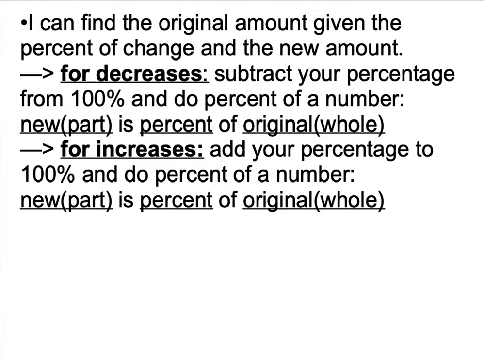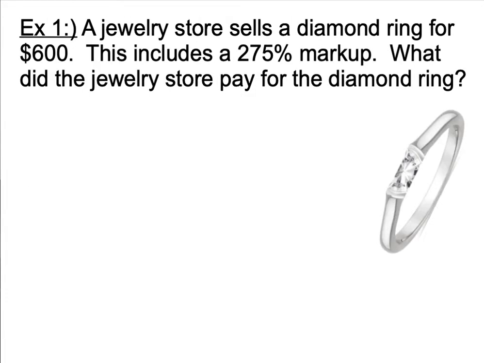Now, if you need to calculate the original amount, given the percent of change in the new amount, for a decrease, you need to subtract your percentage from 100 and do the percent of the number. You know, the new is the percent of the original, and you can use the percent equation or the percent proportion. I recommend the equation. For increase, you would add your percentage to 100% of the number, and you do the percent of a number problem. So let's do an example of this.